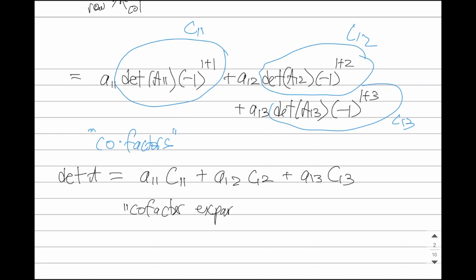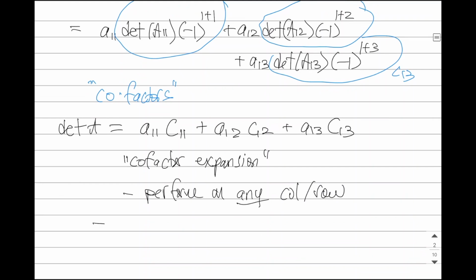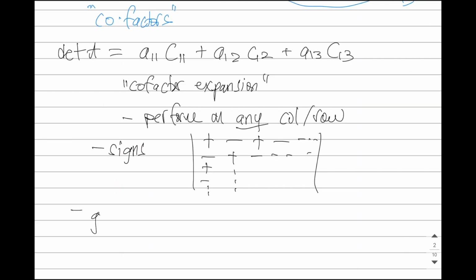Now, we chose to start with the top row, and it's going to turn out that it won't matter which row you pick or even which column you pick. You can perform this on any column or row, and you will get the same result. The signs that go in front have this nice checkerboard pattern. You'll get a plus, minus, and that just comes from looking at the powers of -1, and this pattern just goes down like this.